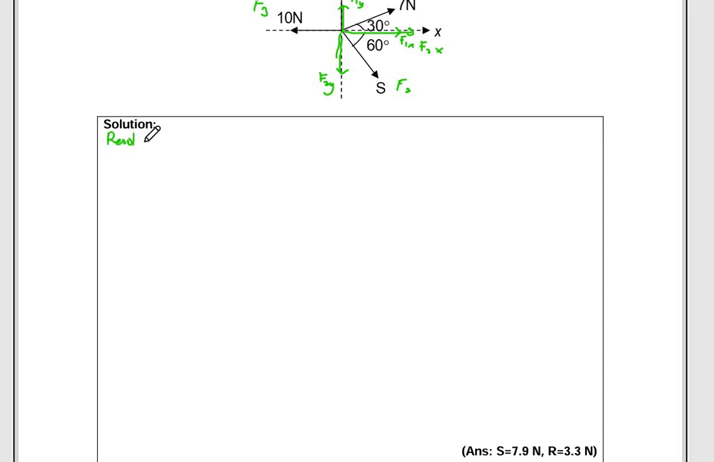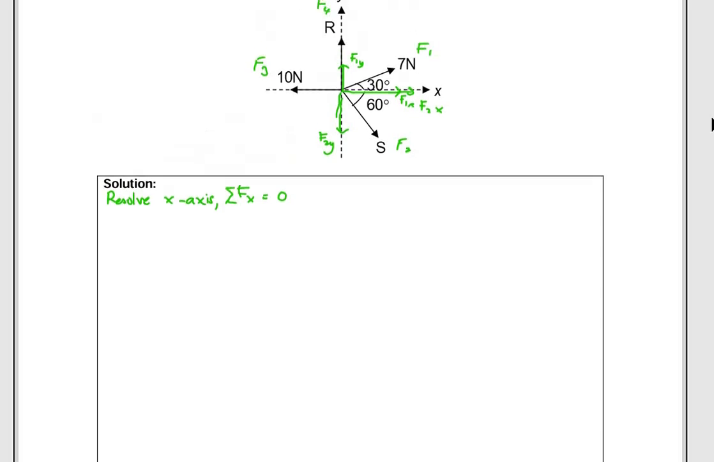Okay, resolve untuk X axis. Maksudnya Fx lah. So resolve untuk X axis, the summations of Fx must be 0, sebab dia dah bagi tahu dalam equilibrium. Okay, kita baca untuk F1. So F1 untuk dia punya Fx, dia akan baca F1x itu, kita akan baca 7 cos 30.